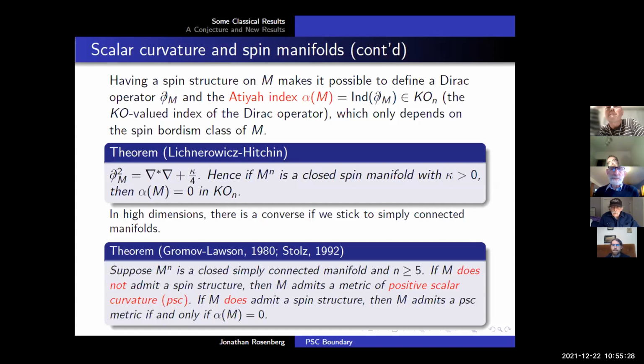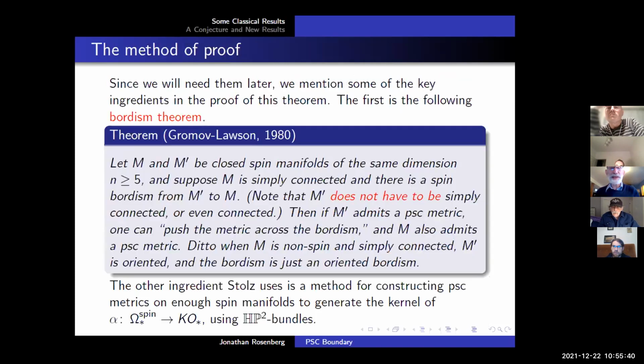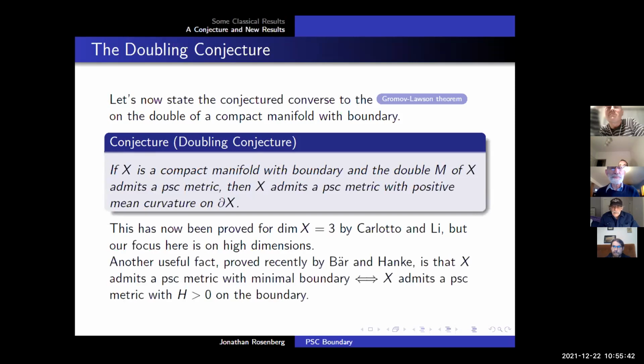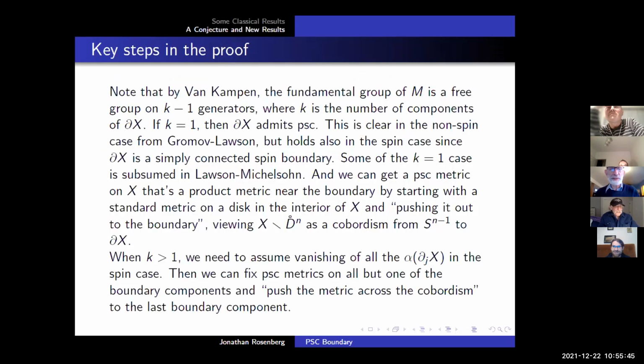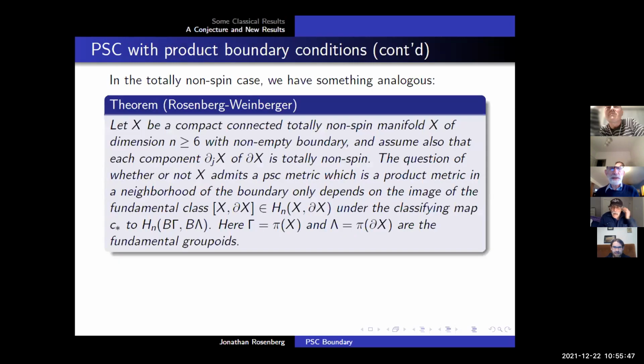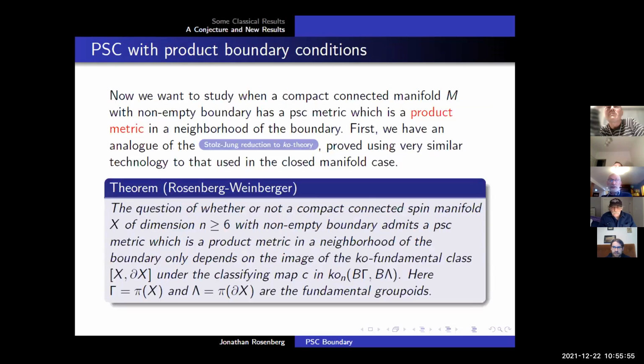That the metric in a neighborhood of the boundary should be a product metric. I mean, that seems to me a very natural condition. So that's why I like this theorem. You know, you look at our theorem over here, to have a Riemannian manifold with boundary. I think this theorem, well, let's say in the spin case, I find very satisfying. It tells you exactly what you want to know, really.